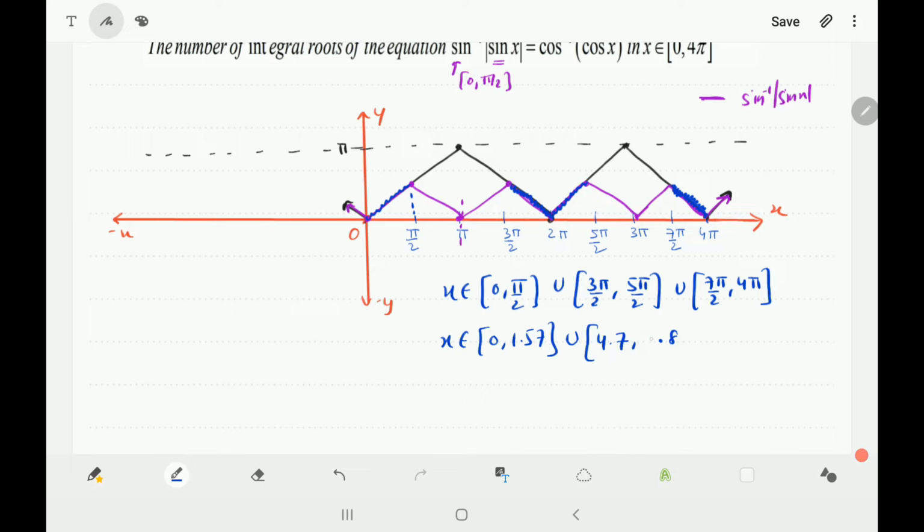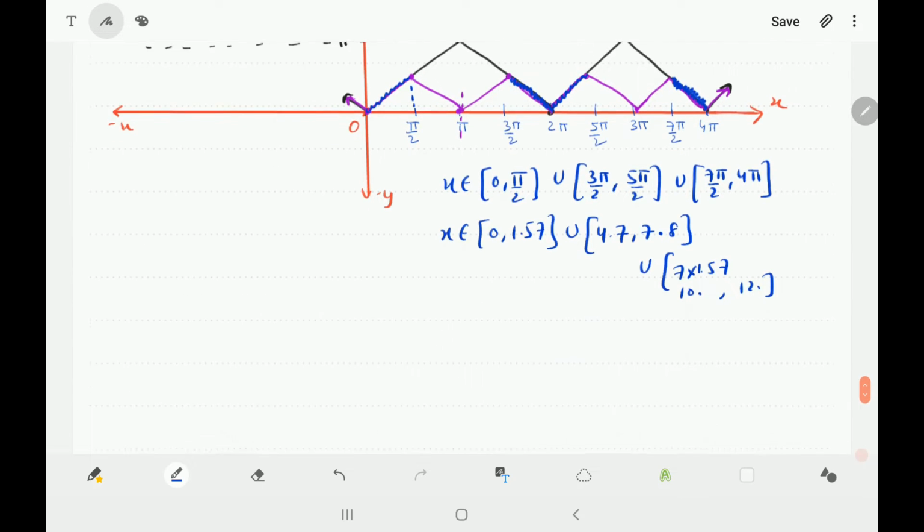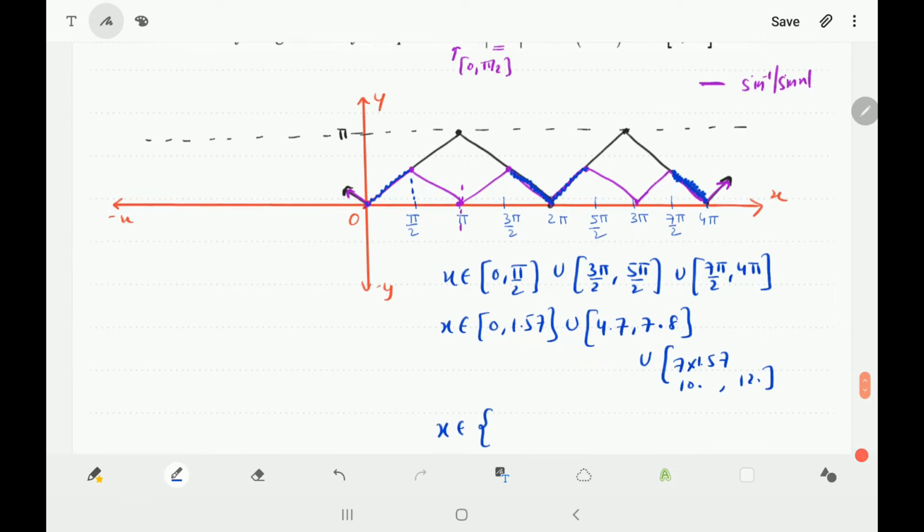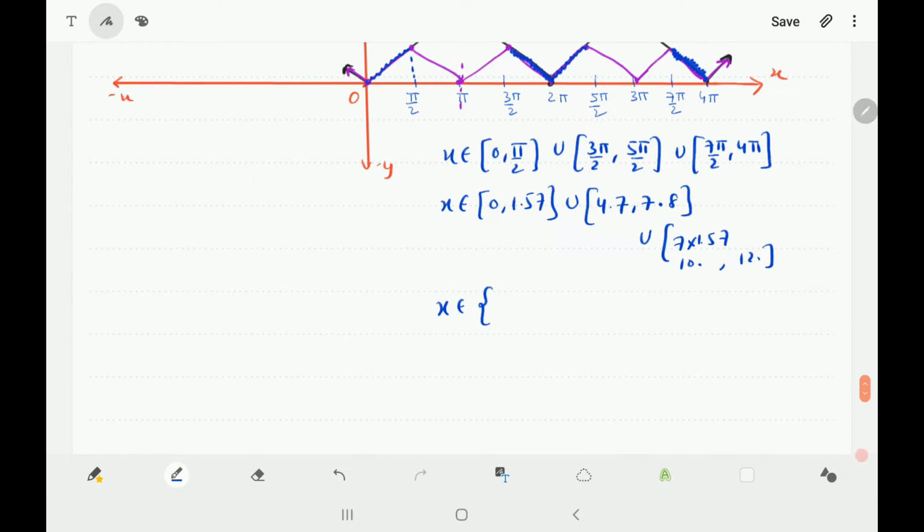7.8. Okay, union 7 pi by 2 will be 7 into 1.57, which will be 10 point something to 12 point something. Okay, so we have to find out the integers which are satisfying both these functions. They will be 0 comma 1, because from 0 to 1.57 we have 0 comma 1. Then we will be having 5, 6, 7, because 4.7 to 7.8 is the rough range. Then we will be having 11. 10 is not there because 7 pi by 2 is 10 point something. So 11 as well as 12.